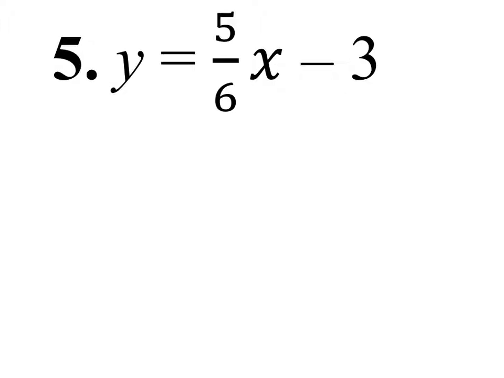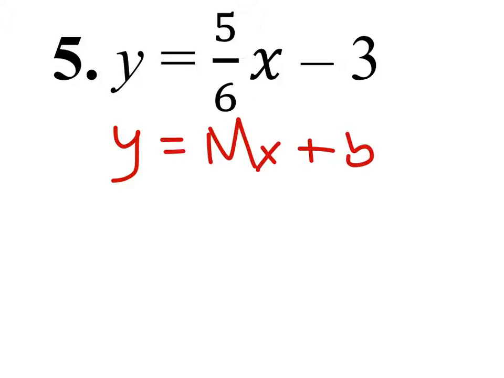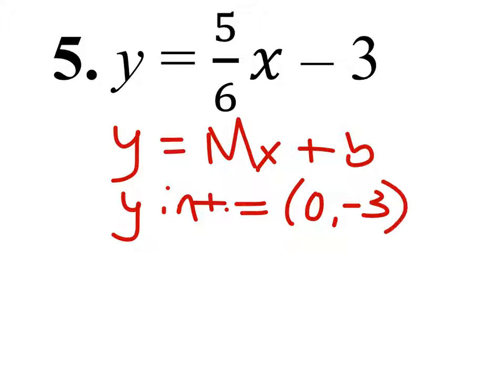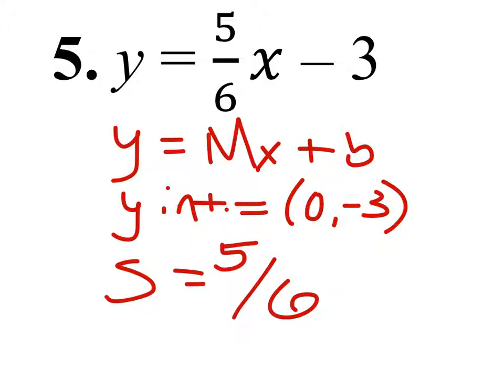So it's in the correct formula, which is y equals mx plus b. That's the b. Like negative 3 is the b. So then from that you can say the y-intercept equals negative 3, and the slope is 5/6. Bam. Nailed it.